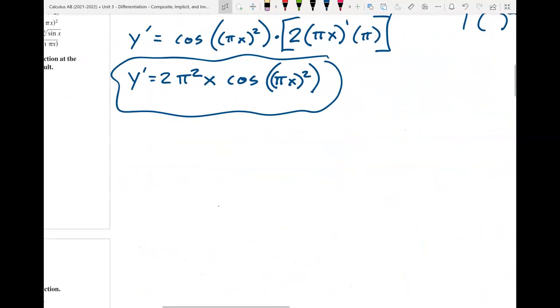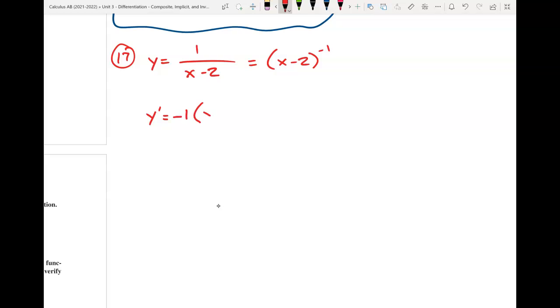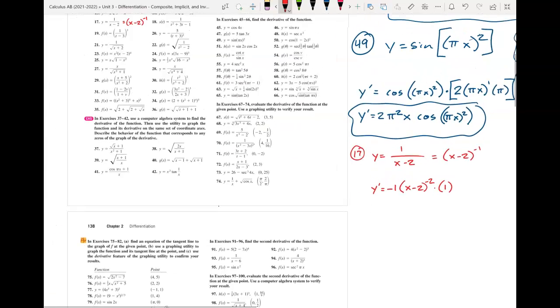Alright, so number 17, let's see, y equals 1 over x minus 2. Again, as I said, we can rewrite that as x minus 2 to the negative 1 power. And so when we do the derivative, we take the derivative of the outside, which is the power there of negative 1. So negative 1 comes down, and then that would be x minus 2 to the negative 1 minus 1, which is negative 2. And then we take the derivative of the inside, which is just 1, because we just have x there. Make sure I'm remembering that correctly.